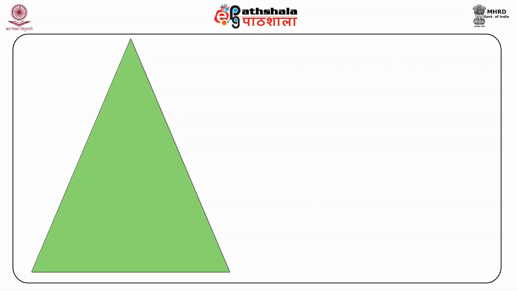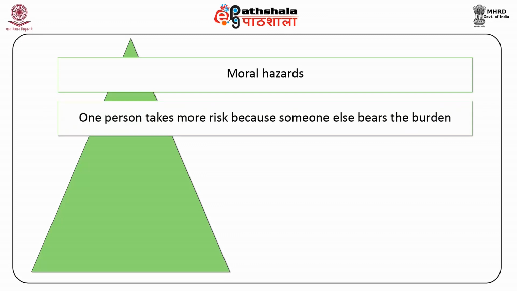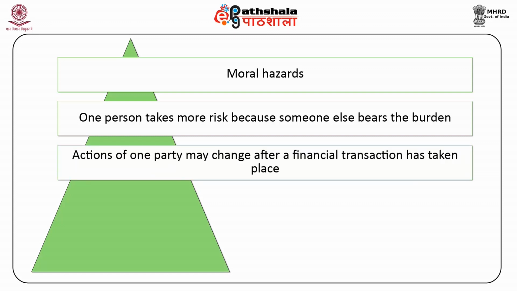In addition to adverse selection, moral hazards are also a result of asymmetric information. A moral hazard is a situation where one person takes more risks because someone else bears the burden of those risks. A moral hazard may occur where the actions of one party may change to the detriment of another after a financial transaction has taken place.